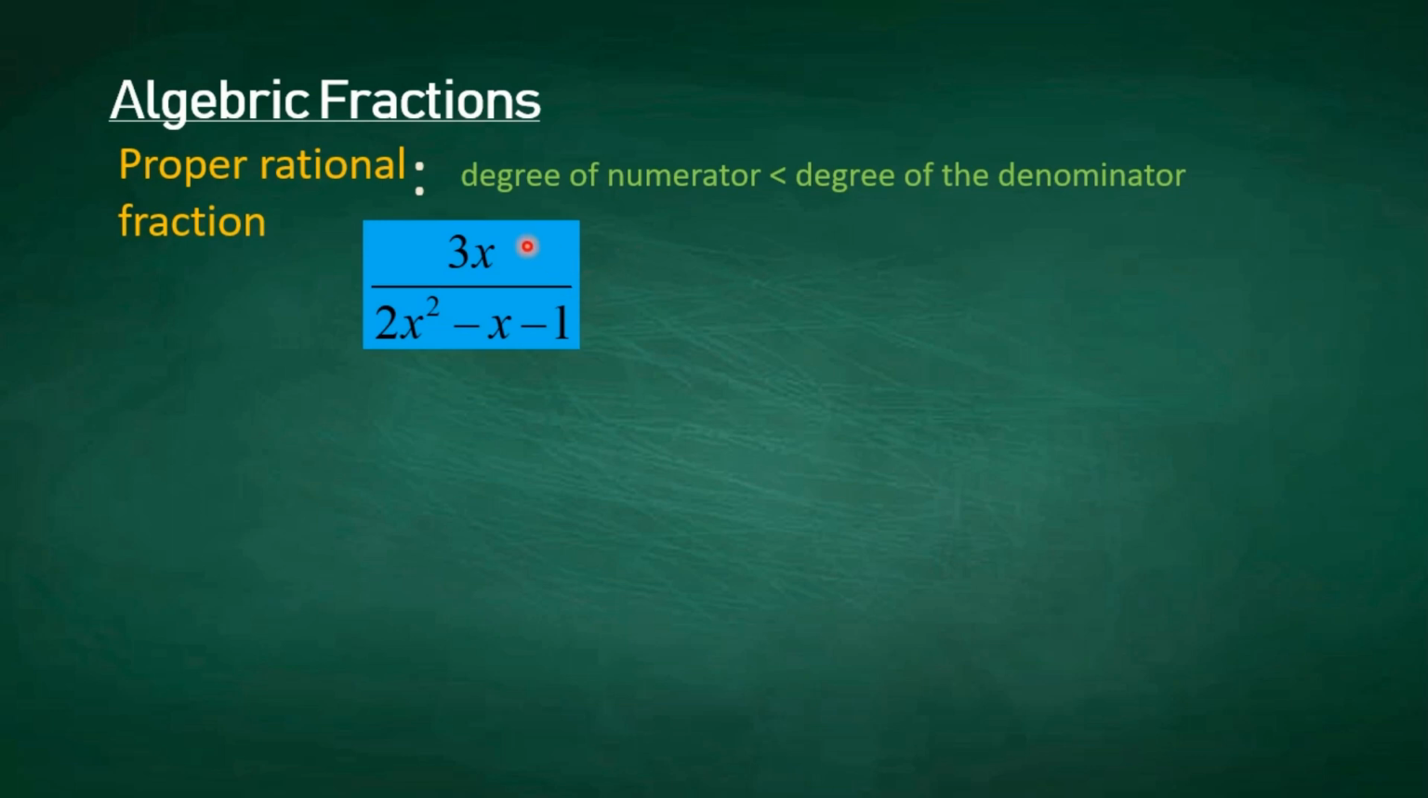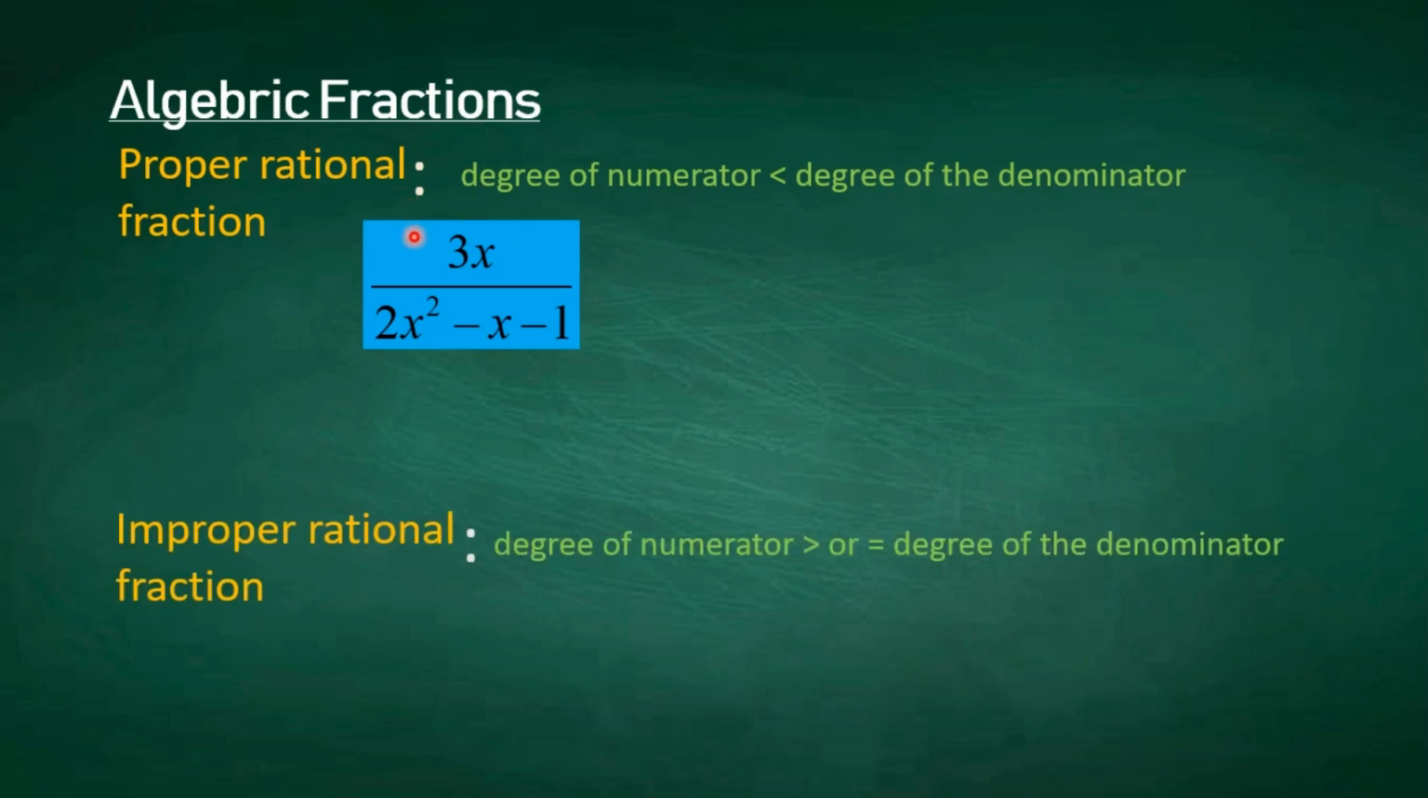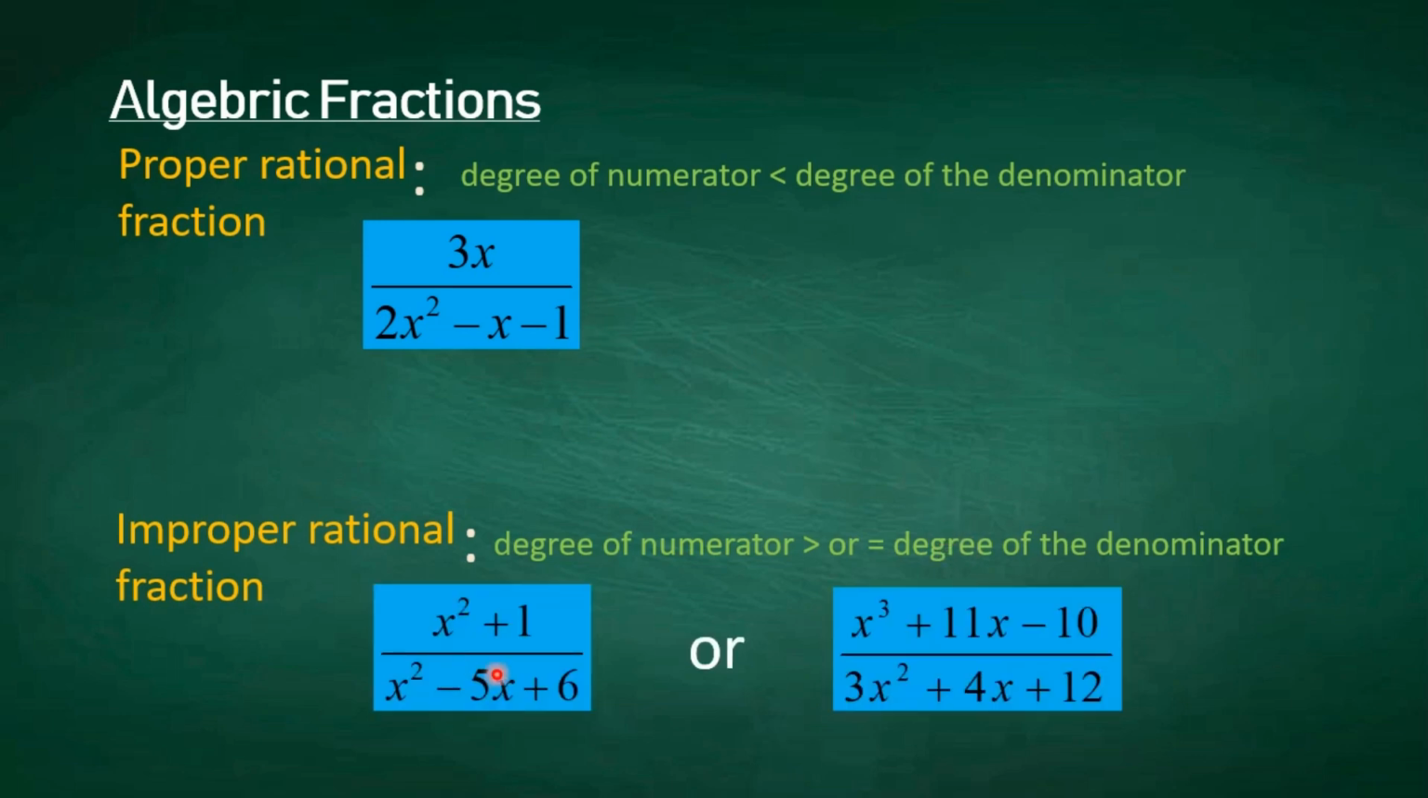And the other category will be improper rational fractions, that we say when the degree of the numerator is either greater than or equal to the degree of the denominator. Alright, for example, if the degree of the numerator and denominator is the same over here, this is an improper rational fraction. And in the second case, you can see x cube and x square. So the highest degree of the numerator is greater than the degree of the denominator. So these are improper rational fractions.